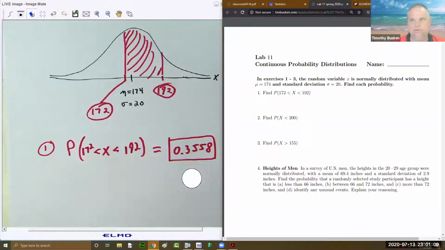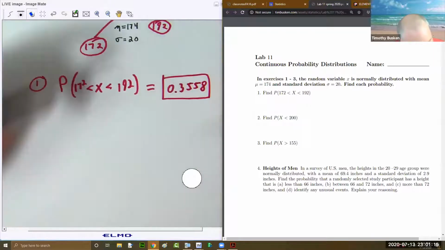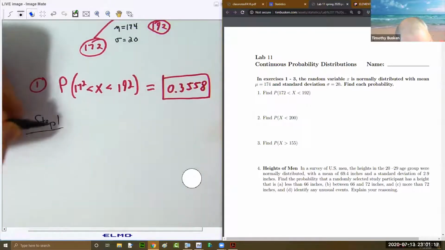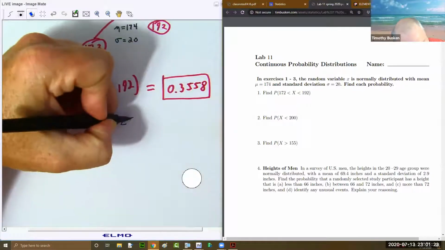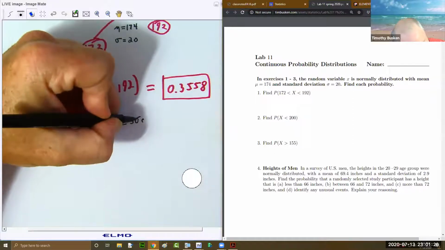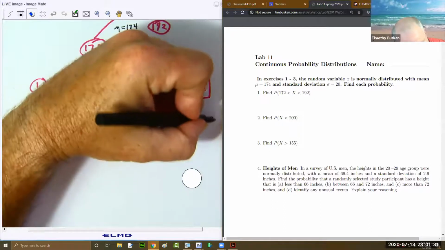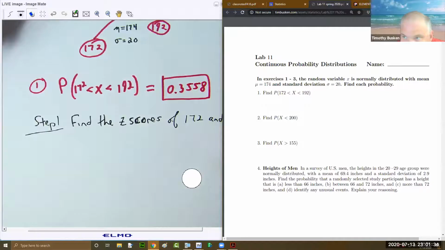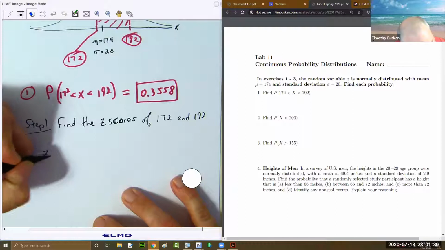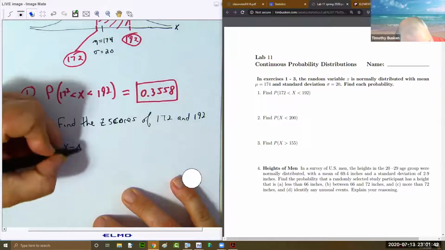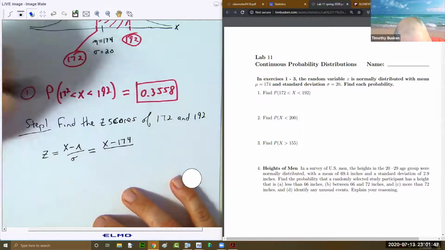If you had to do that problem using the Z table, it wouldn't be so pretty. Step 1, I need to find the Z score of 172 and 192. And I'm using the Z-score formula to do that. It'll be x minus mu over sigma. So in this case, it's just going to be x minus 174 divided by 20.